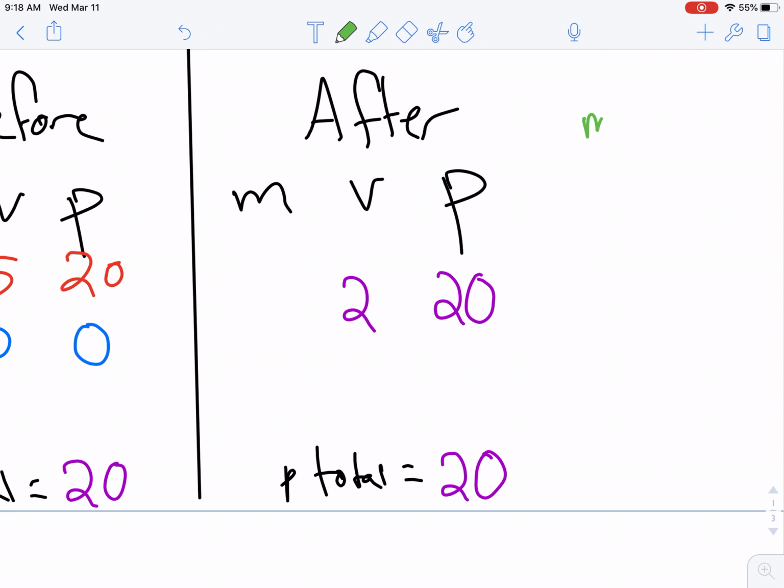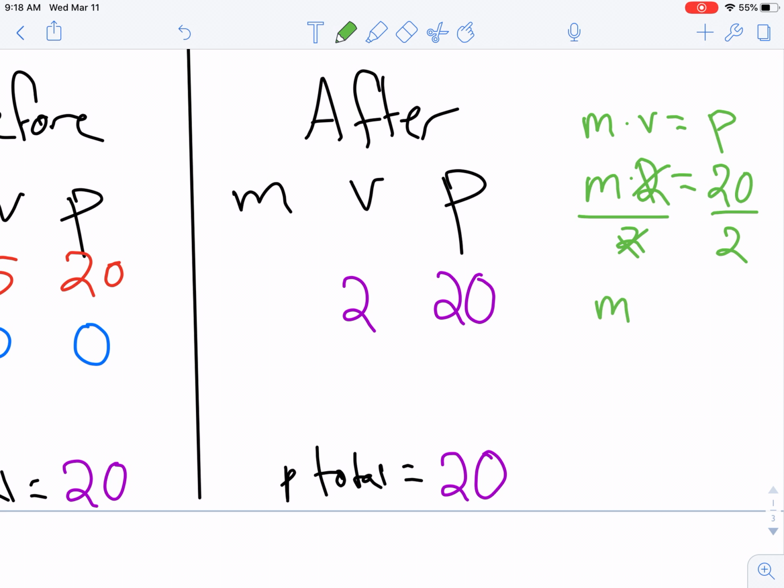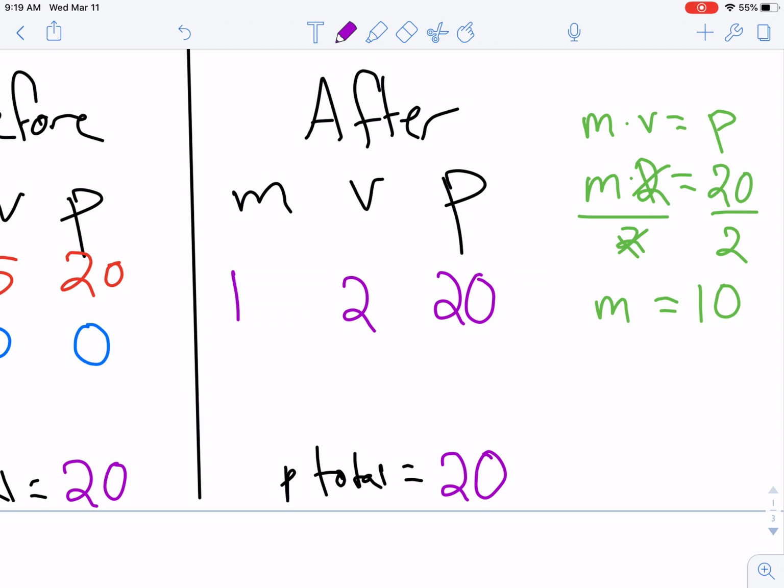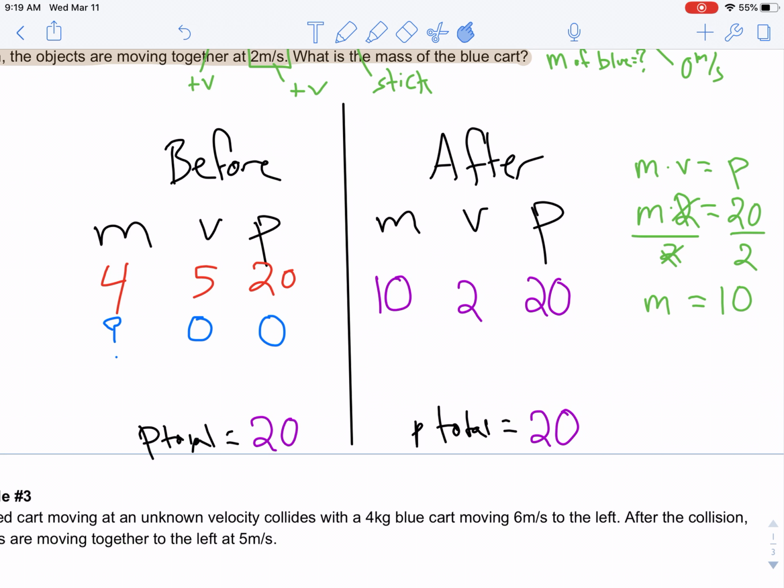So mass times velocity equals momentum. We know that the mass is unknown, the velocity is 2, and the momentum is 20. So I got to divide both sides by 2 to get rid of that. Whatever you do to one side, you do to the other. M equals 10. And some people will be jumping for joy. They're like, cool, the mass of the blue cart is 10. I got the right answer. I win.